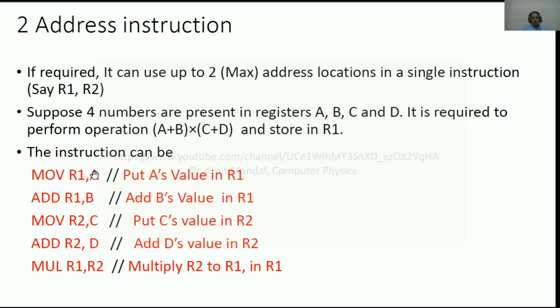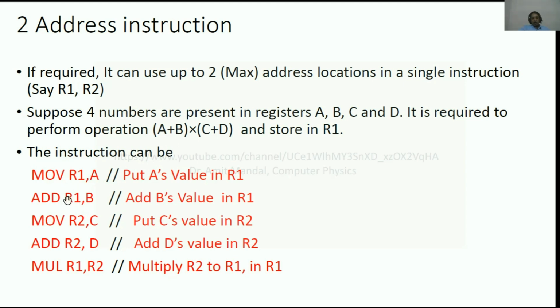So move R1 comma A. It means whatever the value kept in register A, move it into R1. Okay, so R1 will contain the value of A. Now add R1 B. It means whatever the value contained in B, bring it and add it in R1 itself. Okay, so in R1, A plus B is present now.